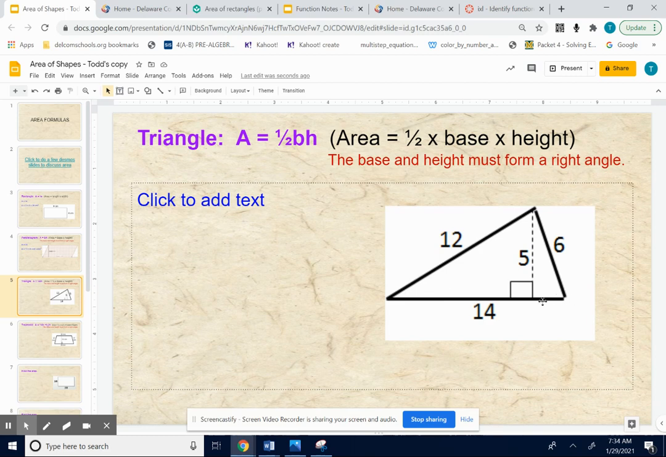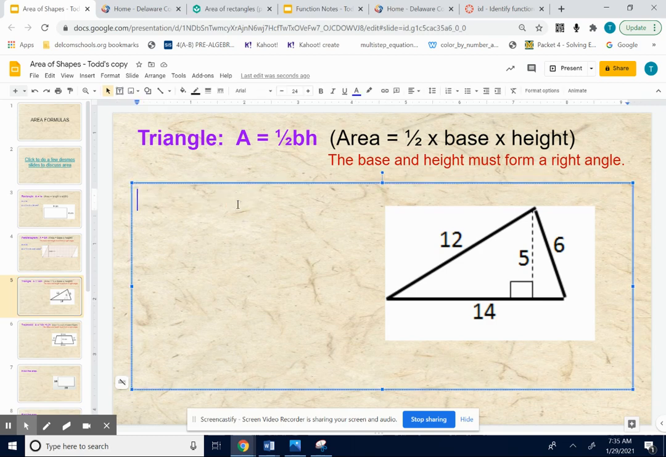The height, make sure it forms a right angle. Make sure you use the 5. Don't use that 6 or the 12. You've got to use the side that forms the distance that forms the right angle with the base.